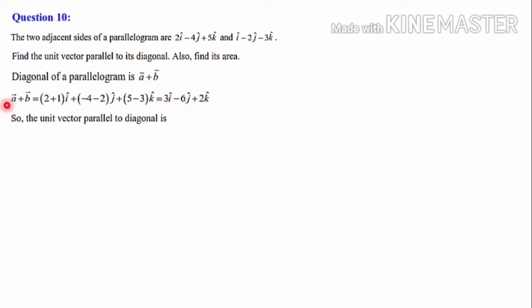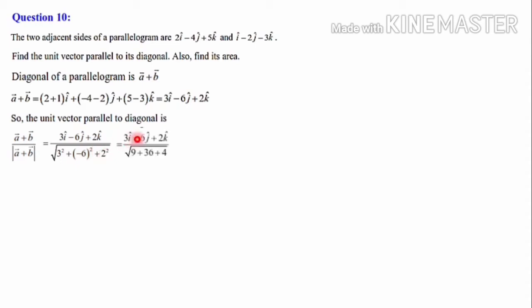That is very simple. A plus b is there. If you divide a plus b with the modulus value, then we'll get the unit vector. So a plus b divided by modulus of a plus b is equal to a plus b, we have 3i cap minus 6j cap plus 2k cap, divided by modulus of a plus b, that is root of x square plus y square plus z square, that is root of 3 square plus minus 6 the whole square plus 2 square.